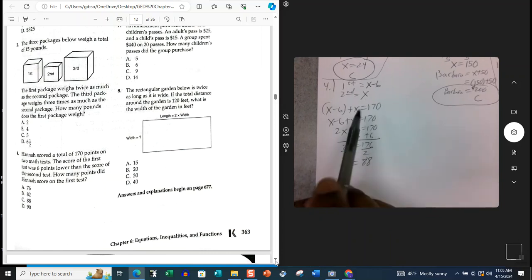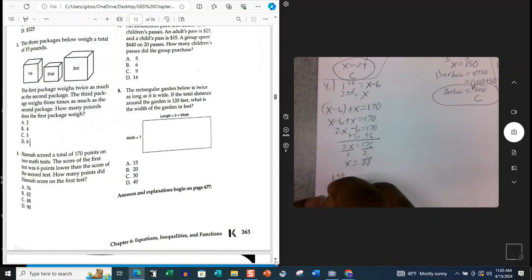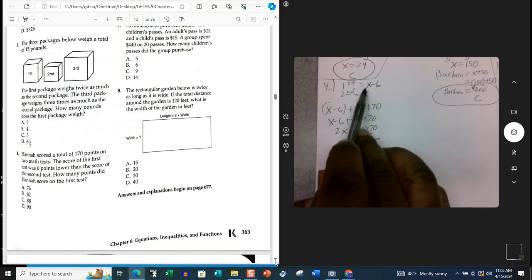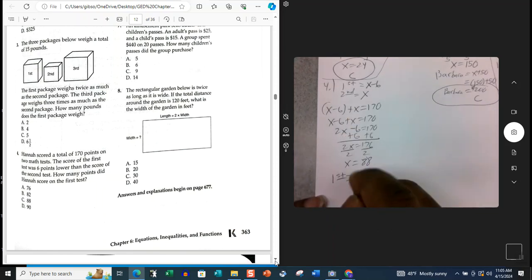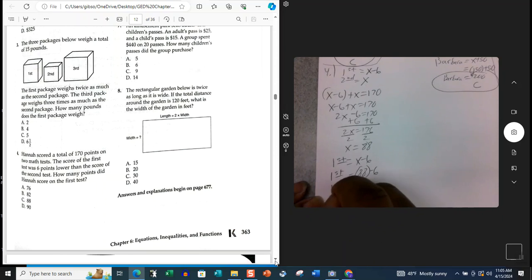Now remember, X is the second test, but we want to find out what the score is for the first test. So the amount for the first test is X minus 6. So we would substitute in 88 for X, and then subtract 6. So with this first test, 88 minus 6 is 82. So 82 is actually B.